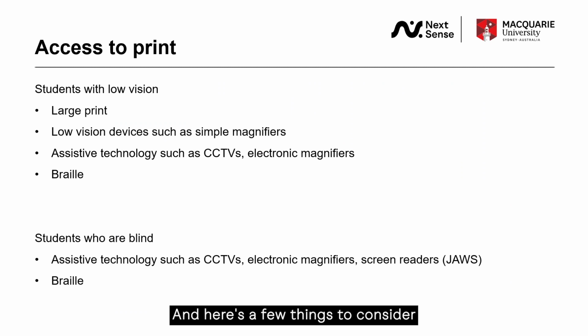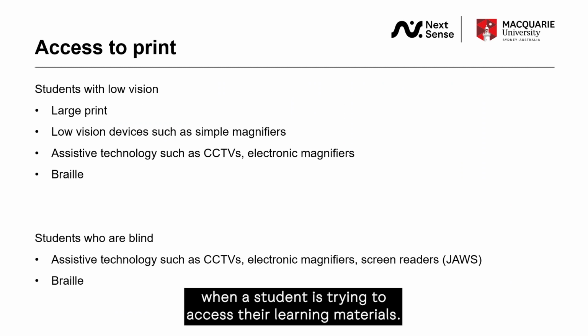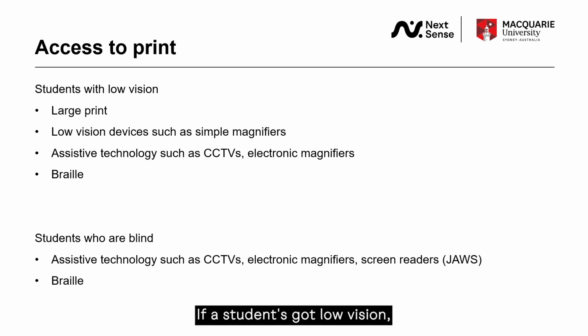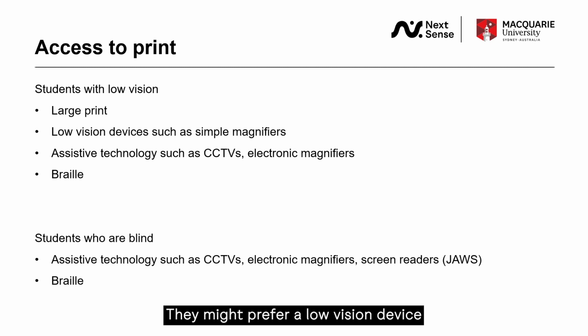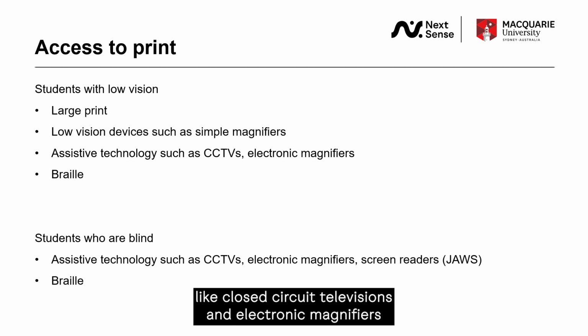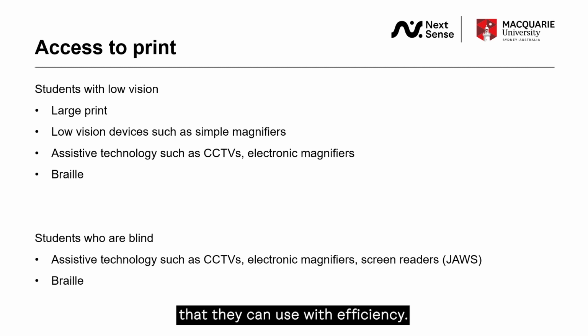And here's a few things to consider when a student is trying to access their learning materials. If a student's got low vision, they may already be very efficient large print users. They might prefer a low vision device such as a simple magnifier they can use. There's lots of assistive technologies like closed circuit televisions and electronic magnifiers that they can use with efficiency. And of course there's also Braille.